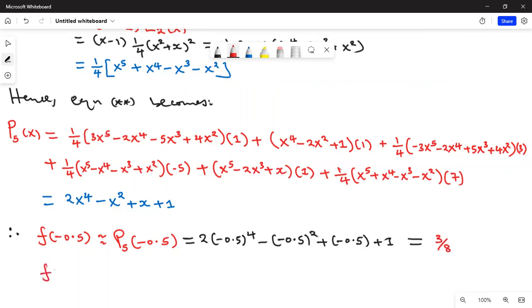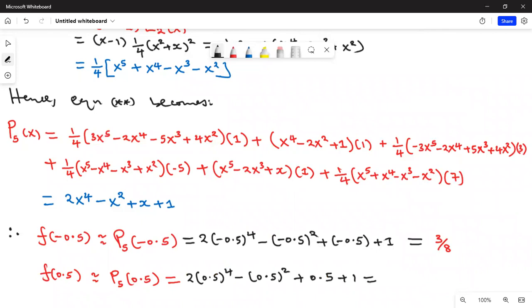Similarly, f of 0.5 is approximately equal to P5 of 0.5. And so when you press again this in your calculator, let's replace. That is 2 into 0.5 raised to 4 minus 0.5 squared plus 0.5 plus 1. And again, press this in your calculator. You need to get 11 over 8.